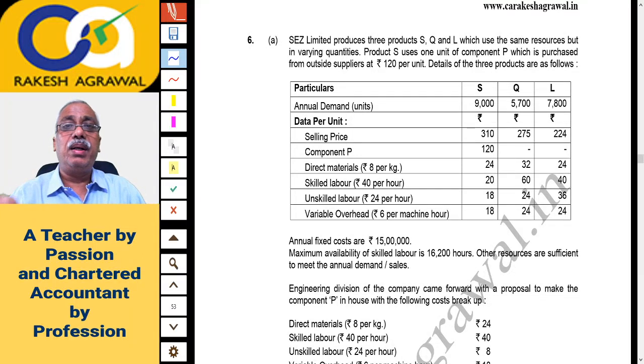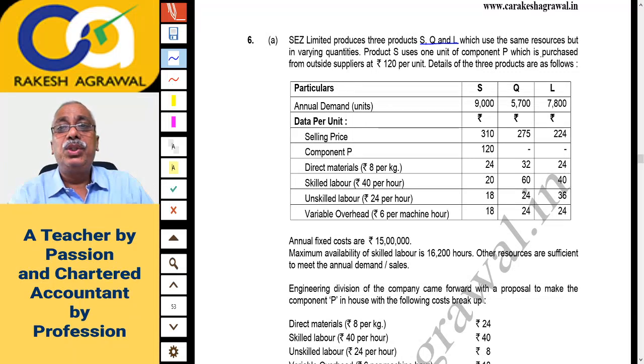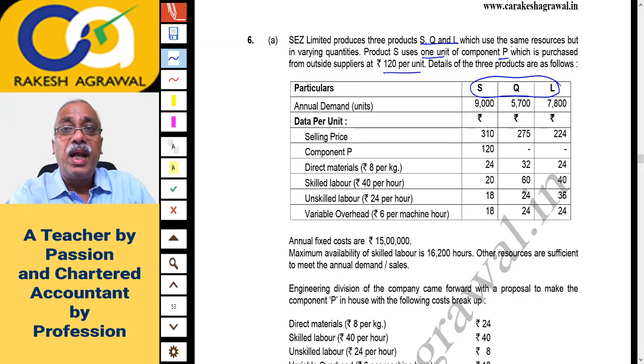6A is SEZ Limited produces 3 products, S, Q and L, which use the same resources but in varying quantities. Product S uses 1 unit of component P, which is purchased from outside at 120 per unit, and you use only 1 unit of P. Details of 3 products are as follows. Please remember, S, Q and L are your products, means output which you manufacture and sell, and P is one of the components which you use to manufacture S.